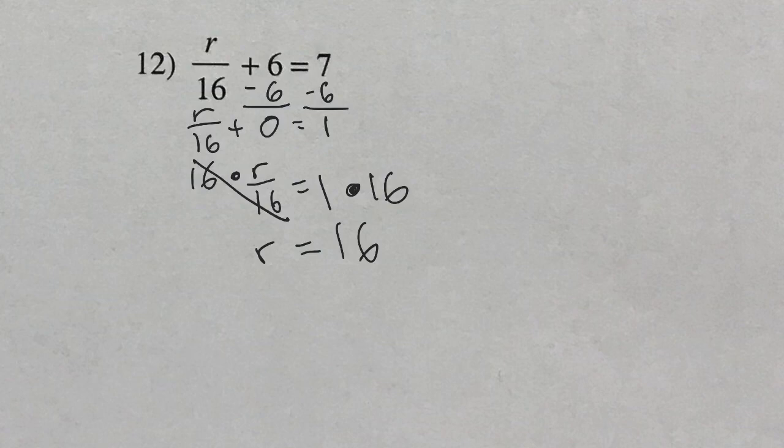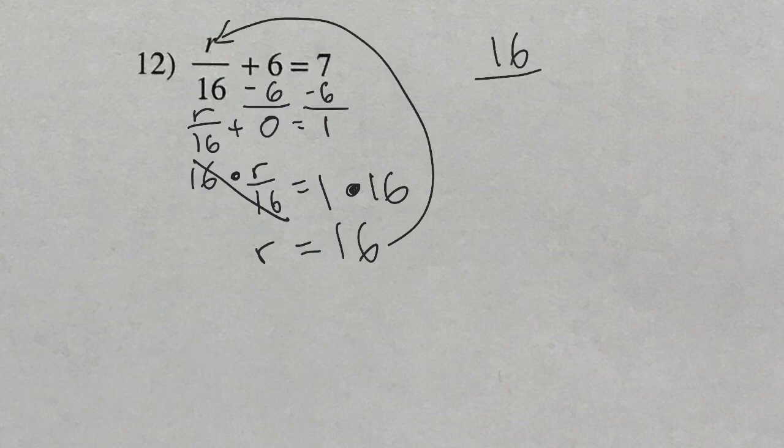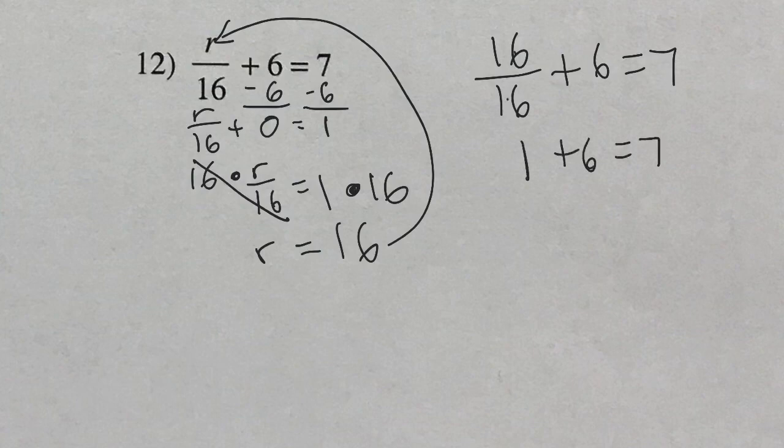Let's just plug that in really quick, see if that works. I'm saying 16 divided by 16 plus 6 equals 7. And we do order of operations, which is division first. So 16 over 16 is just 1. So now I have 1 plus 6 equals 7. Well, 1 plus 6 is 7. So 7 equals 7.